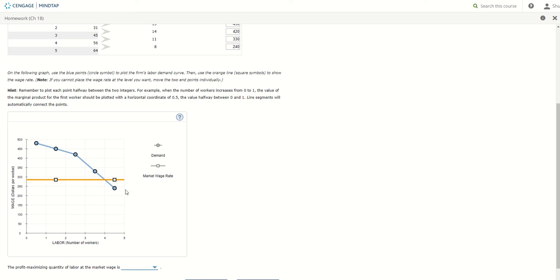If you look at the last person here, the fifth worker, our VMPL is only 240, but the wage for the person is 285. So he cannot bring enough money to justify the wage we're paying him. So we're going to hire the first person, the second person, the third person, and the fourth person, and then we're going to stop at the fourth person, so no fifth employee. Okay, so hire 4 workers.